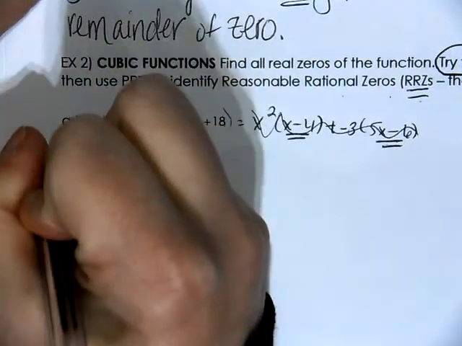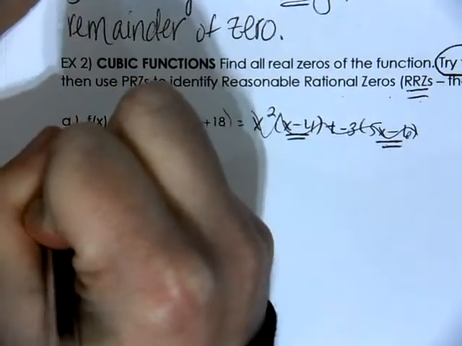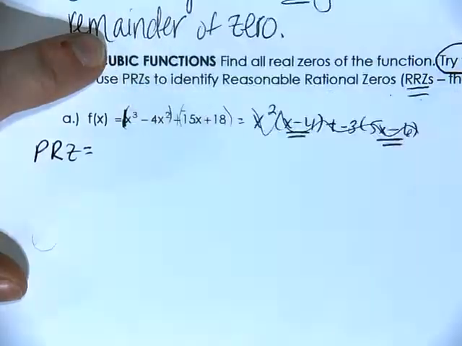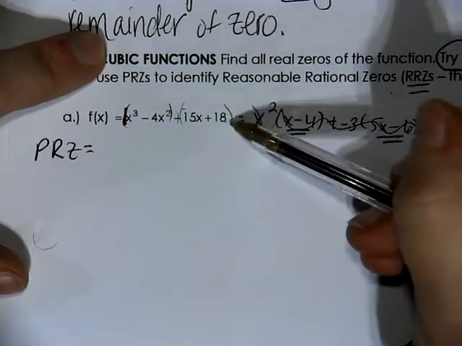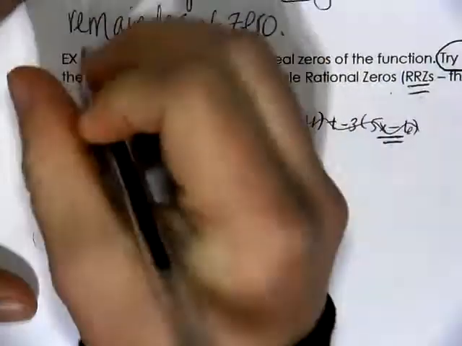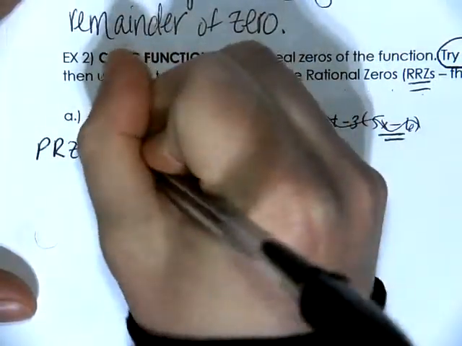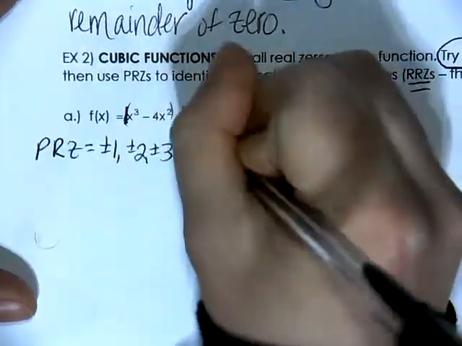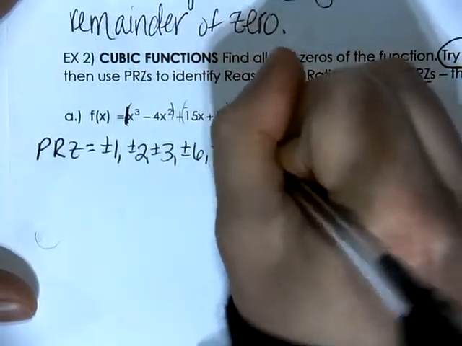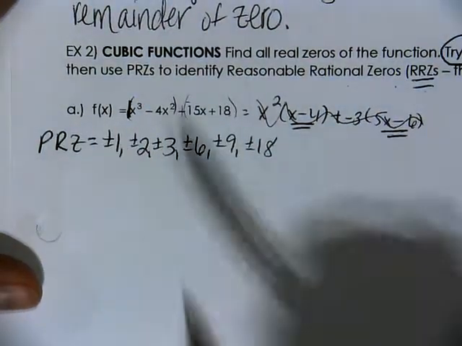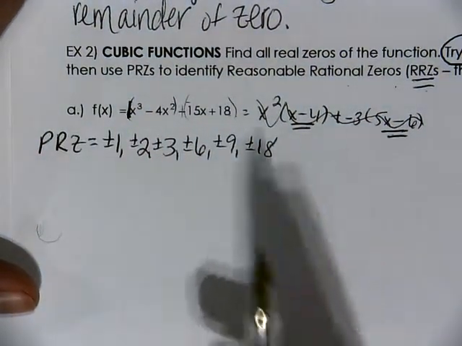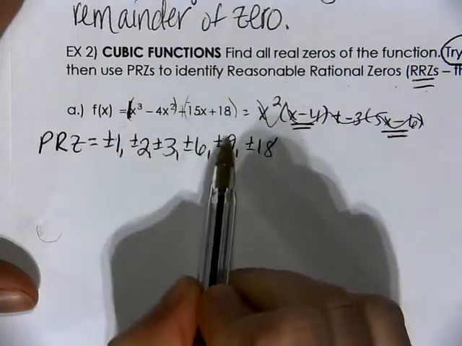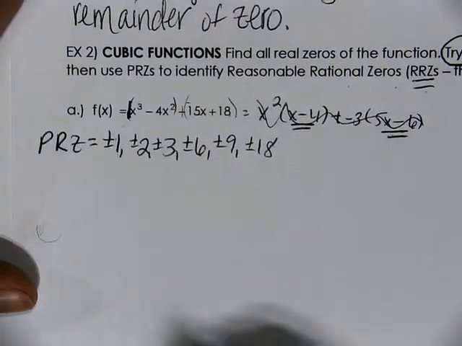So I need to identify my possible rational zeros, PRZs, and what's nice is that my leading coefficient is 1, so I just need to list all of my factors of 18. That is plus or minus 1, plus or minus 2, plus or minus 3, plus or minus 6, plus or minus 9, and plus or minus 18. So if you ever wanted to make sure that you are listing all of the possibles, match them up. I know 1 would be matched with 18, 2 would match with 9, and 3 would match with 6.